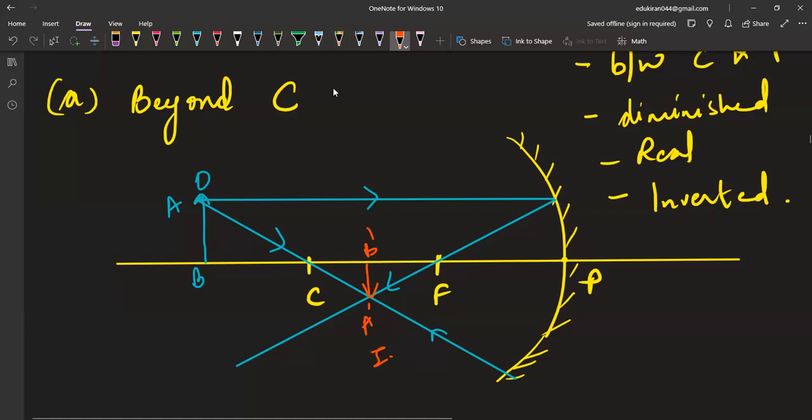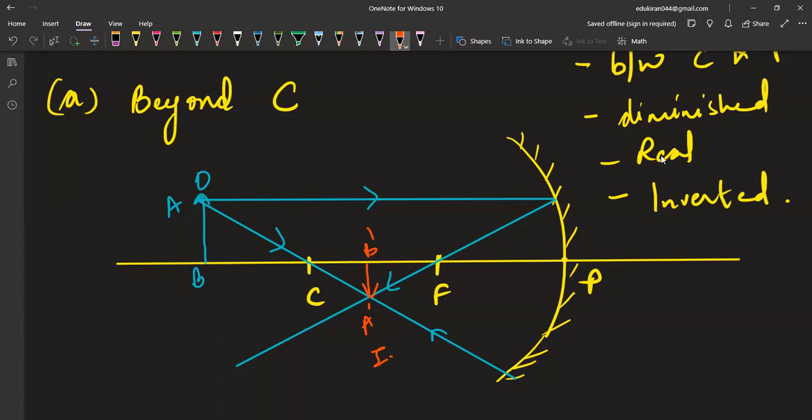Now look class, what are the characteristics? Where is the image formed? Image is formed between center of curvature and focus. When the object is kept beyond center of curvature, the image is formed between the center of curvature and the focus. What type of image is it? See, this was a straight object like this. This is inverted. And it's a real image.